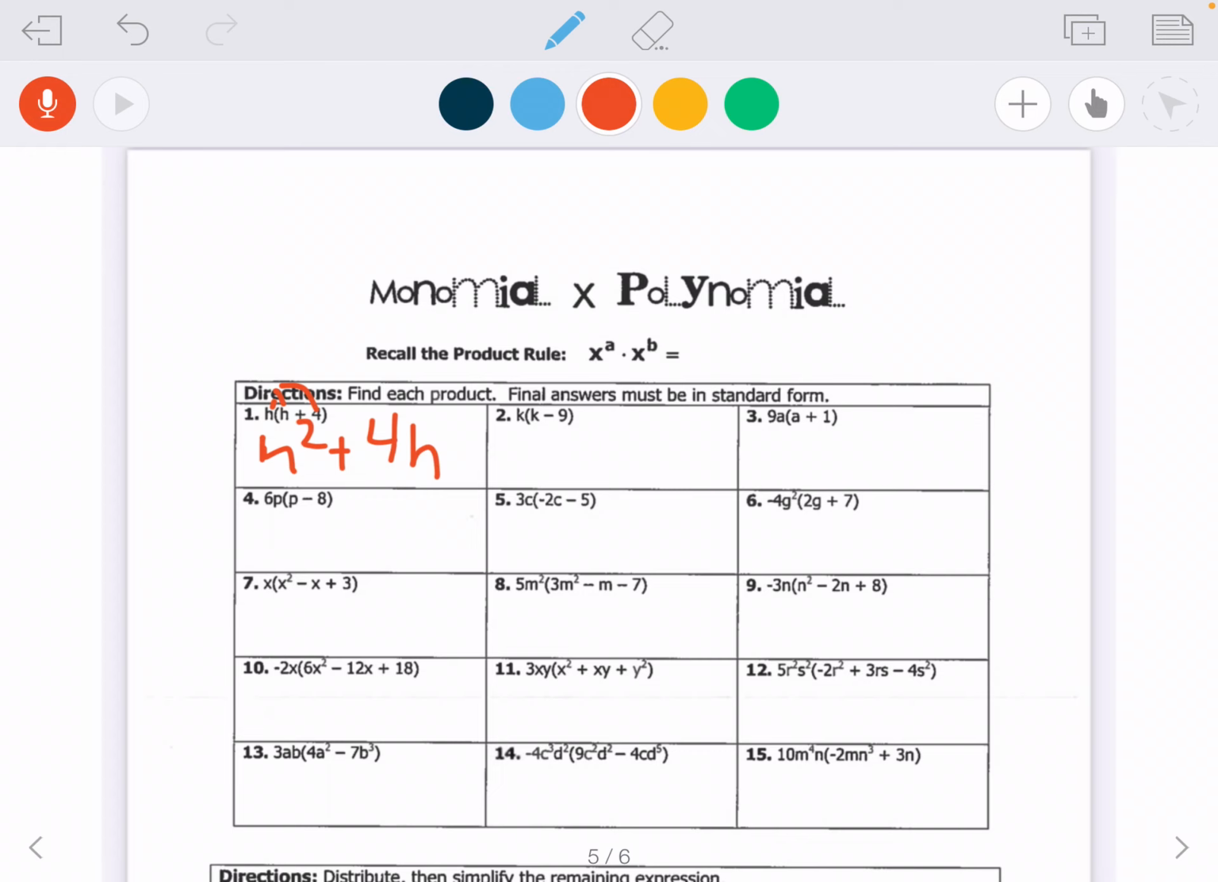I'm going to move over to number 6. Number 6 is negative 4g squared, and you are multiplying that by 2g. So we have negative 4 times 2, which gives us negative 8. And then I have g squared times g. Remember, there's an invisible 1 with that g. So that's going to give us g cubed. So I have negative 8g cubed. And then I have negative 4g squared times 7. So I'm going to have minus 28g squared.